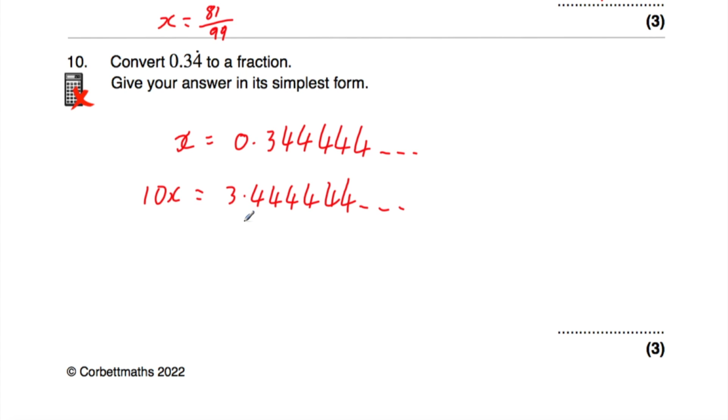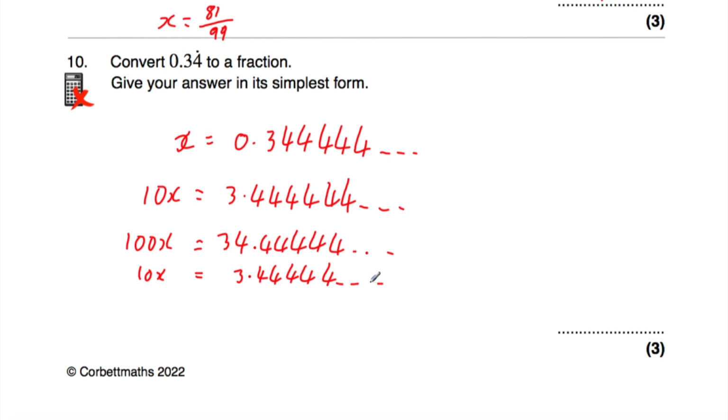Now what would be fantastic is if we had another number which had the same recurring bit after the decimal point. So if we multiply both of these by 10 again, or to multiply the original by 100, you get 100x equals, and instead of 3.44444 and so on, we would have 34.4444 and so on. Now that's fantastic because we've now got two numbers with the recurring bit after the decimal point. So we're going to take them away from each other. So we've got 100x, let's write 10x beneath it. So 10x is equal to 3.4444 and so on.